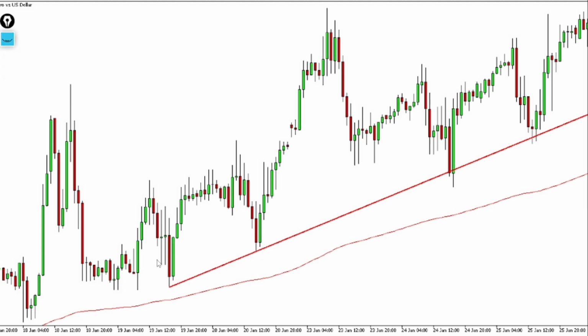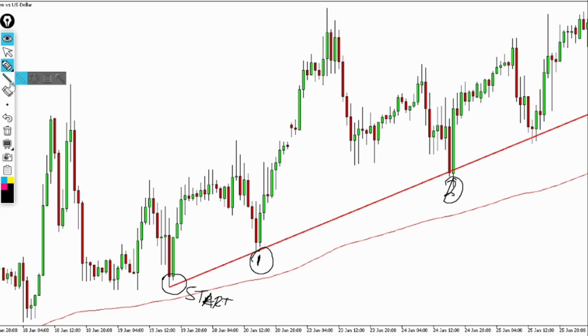We see the market moving up, and we are able to draw a trend line which connects our starting point, which is here, start. And we have 1 point, 2 point, right? And on the third touch, so this is the second point. On the third touch here, this is where we want to look for the buy orders.